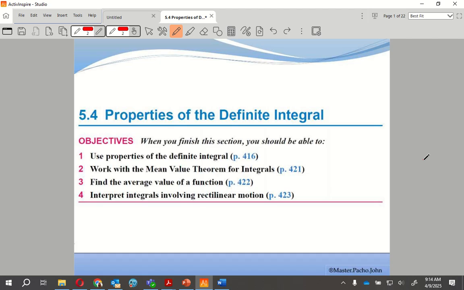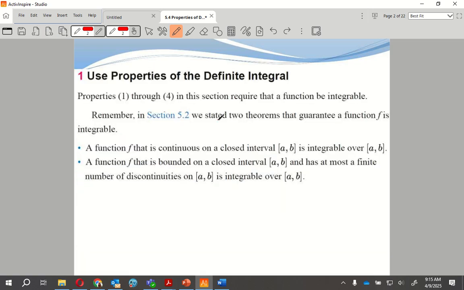All right, so we're going to do properties of the definite integral. These properties work with the mean value theorem for integrals, find the average value of a function, and interpret integrals involving rectilinear motion. That means moving backwards and forward. Properties 1 through 4 in this section require that a function be integrable, so it has to also be integrable for this.